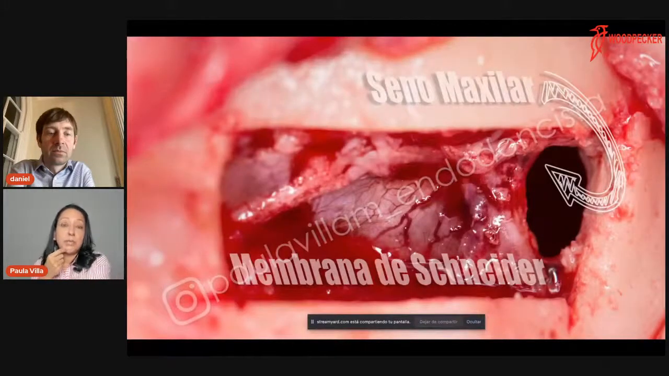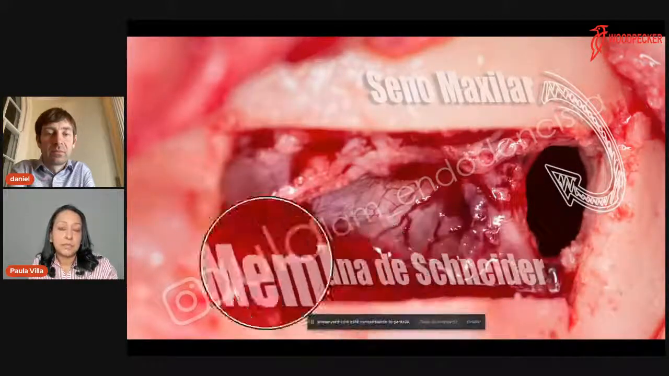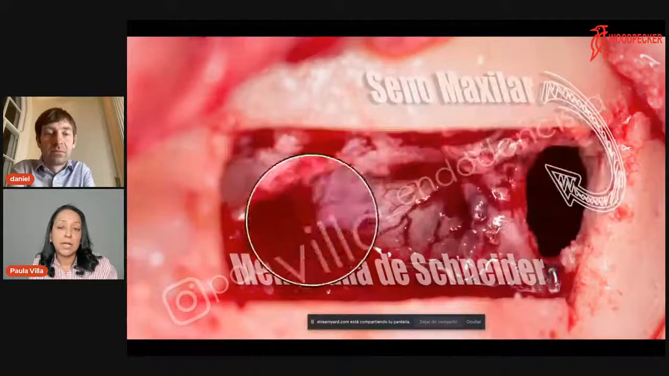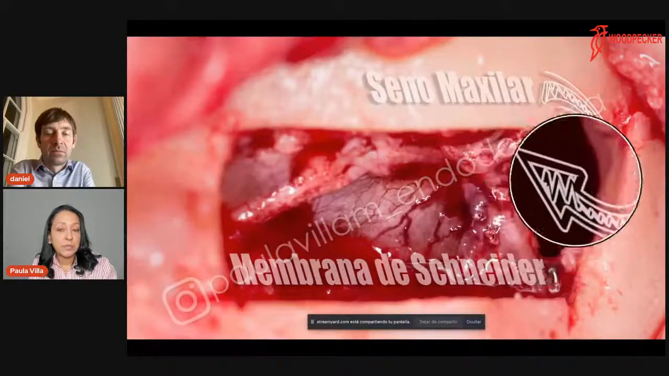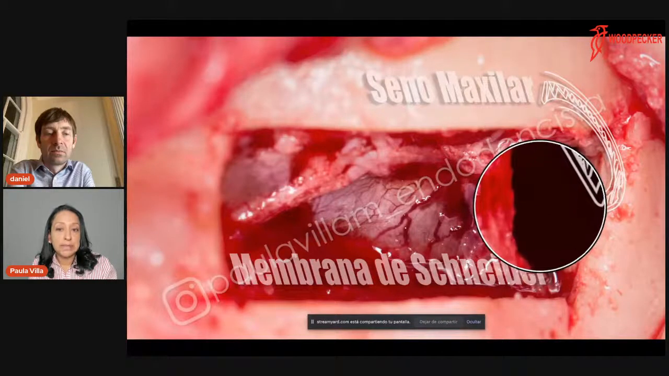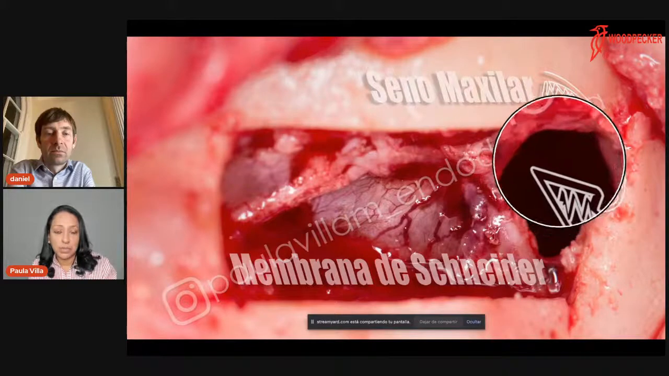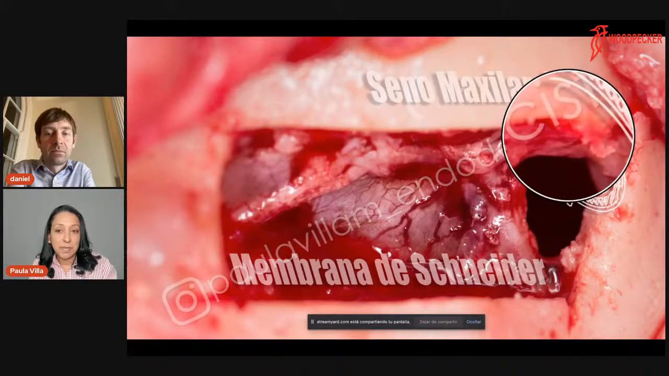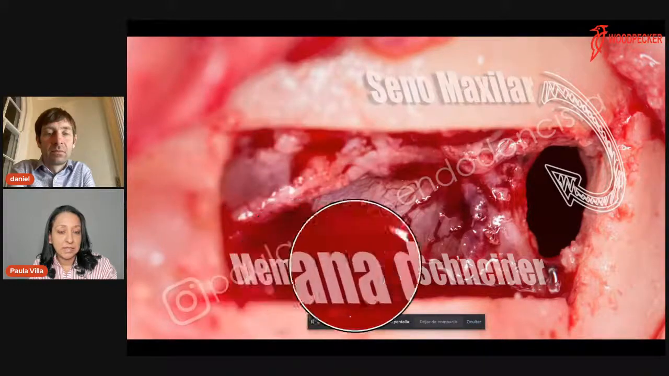Then, after removing the buccal apex, look at the image. This is the membrane, the sinus membrane. We only had a small perforation of the membrane, and this perforation was produced while removing the apex. But what I want to show you is, look, the cut was made over this side, and this side.